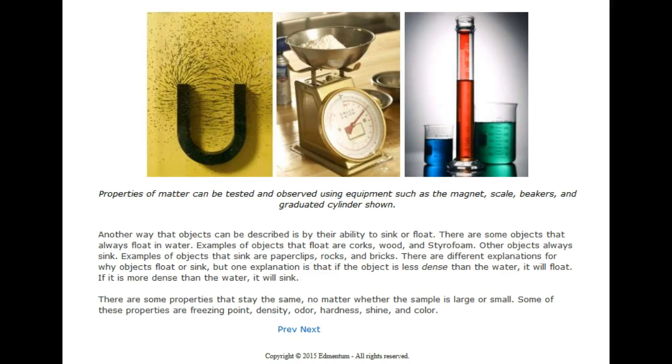There are different explanations for why objects float or sink, but one explanation is that if the object is less dense than the water, it will float. If it is more dense than the water, it will sink. There are some properties that stay the same, no matter whether the sample is large or small. Some of these properties are freezing point, density, odor, hardness, shine, and color.